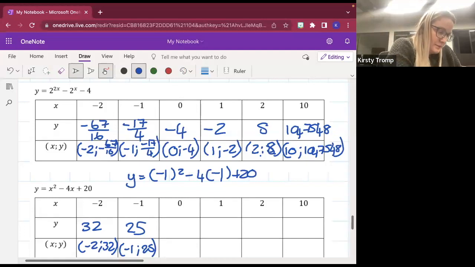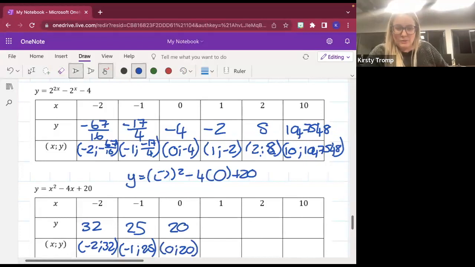Okay, my next one, I'm going to substitute in 0. So I'm going to have 0 here now. Right, what do I get when I do 0? So instead of seeing x, I'm going to have 0. Good. So I'm going to get 20. So I've got 0 and 20. Well done. Well done, everybody.